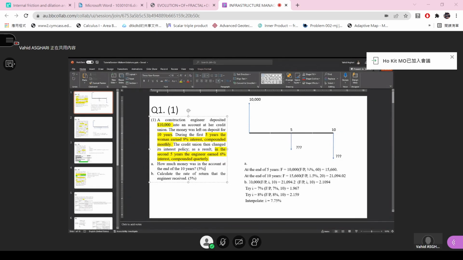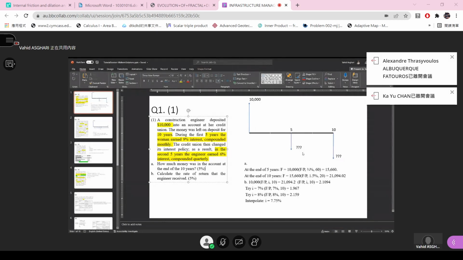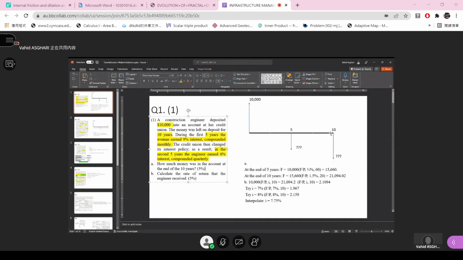So for part A, first we need to move this $10,000 to year 5, and then again move it to year 10. So let's do it. For the first part, we need to use the future value based on the present value, the interest rate, and the number of periods.